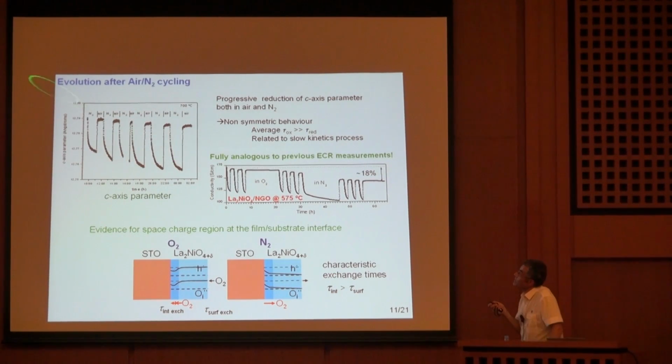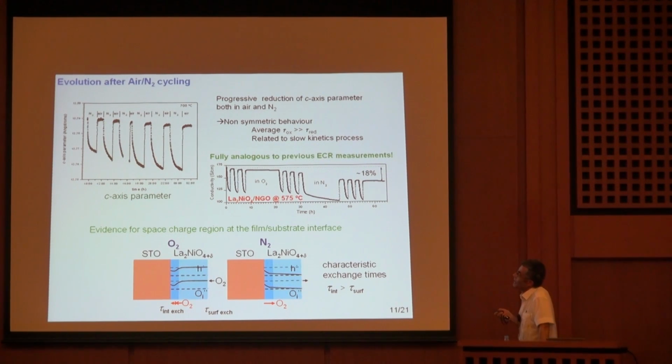So here, for instance, we have one film measured at 700 degrees, for several cycles, up to 7 cycles. You see that progressively, under nitrogen, there is a reduction of the Z-axis parameter of the film, and when you oxidize again, it does not recover the full values.